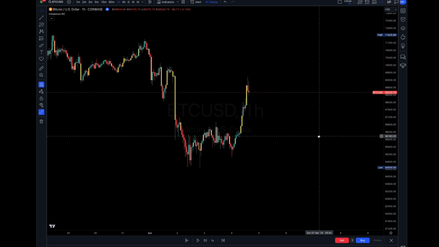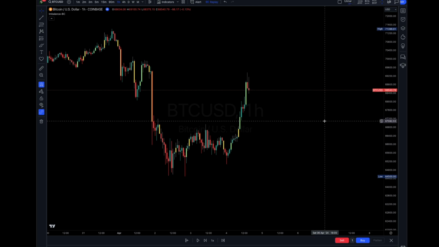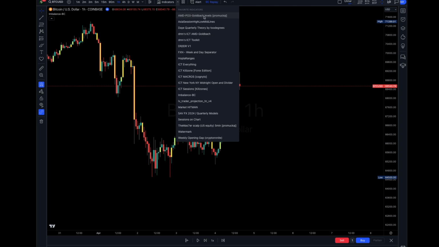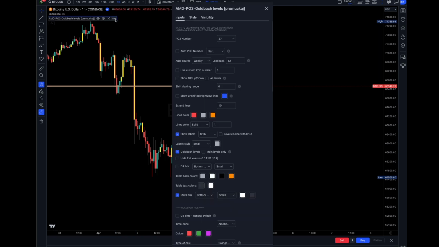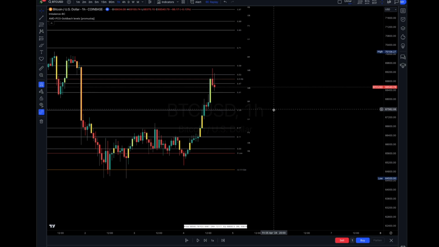Now it's critical that you understand which power of 3 your asset is trading. So let's load up our indicator, AMD Power of 3 Goldbach Levels. Okay, and now I know that Bitcoin is running on the 6561. There we go. And this is the trade at play.